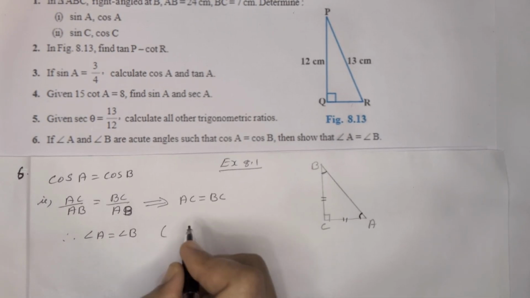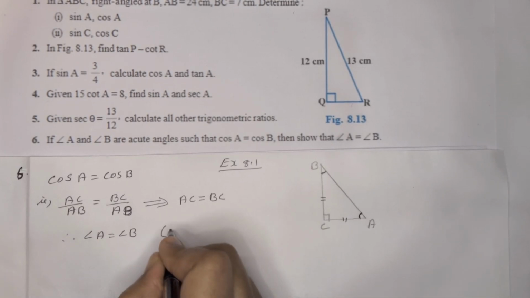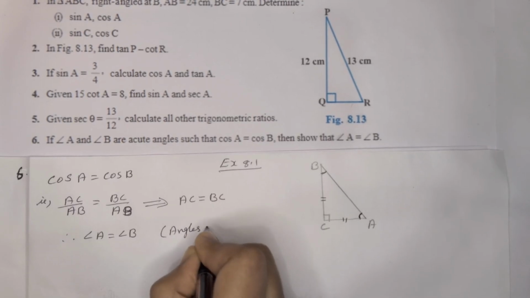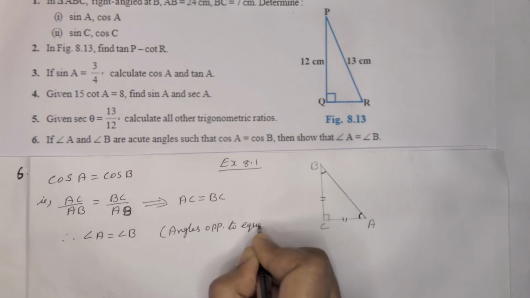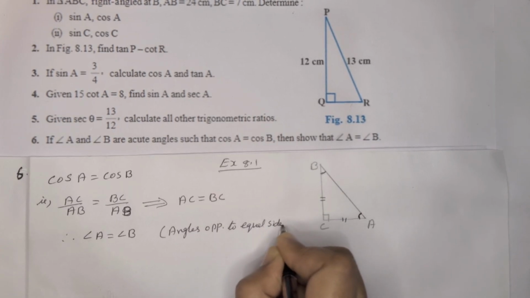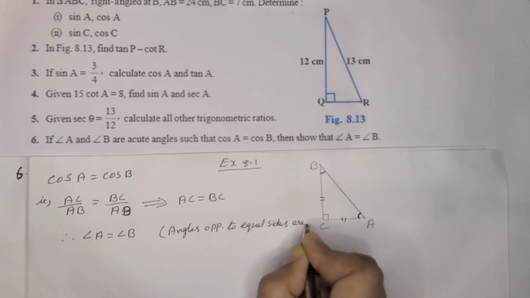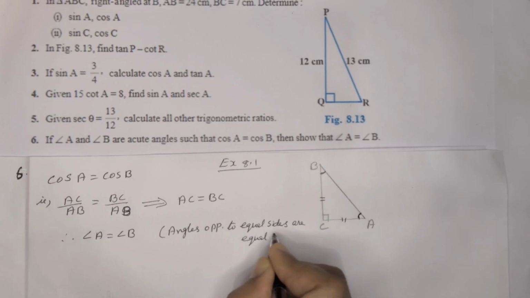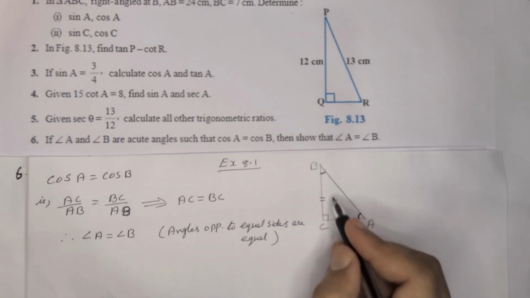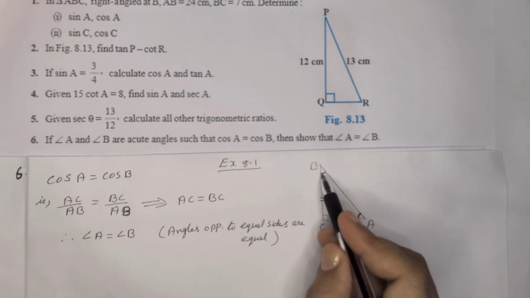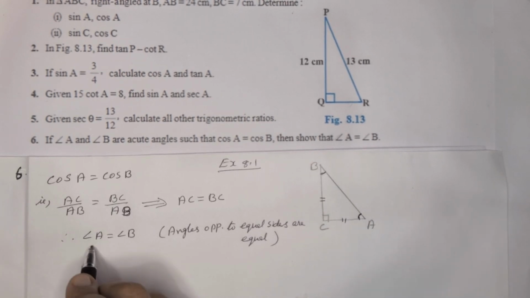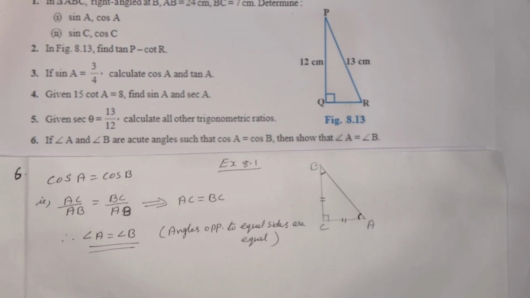The reason is angles opposite to equal sides are equal, or in an isosceles triangle base angles are equal. So we can say that angle A is equal to angle B. That's the question, to show that angle A is equal to angle B.